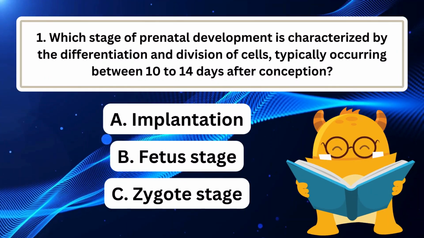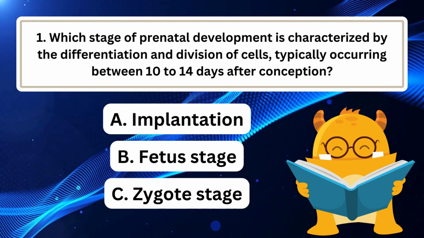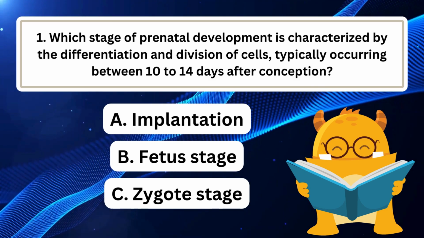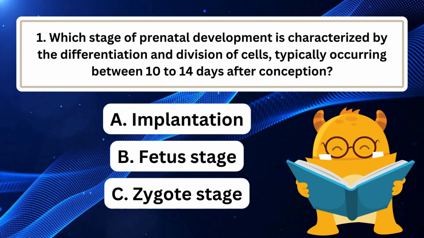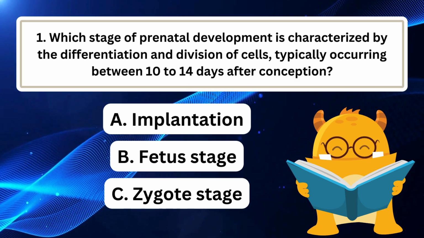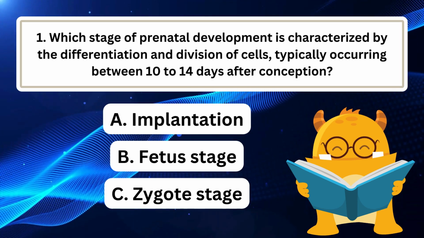1. Which stage of prenatal development is characterized by the differentiation and division of cells, typically occurring between 10 to 14 days after conception? A. Implantation. B. Fetus stage. C. Zygote stage.